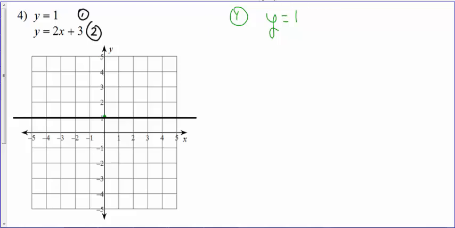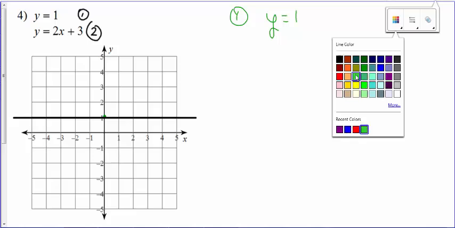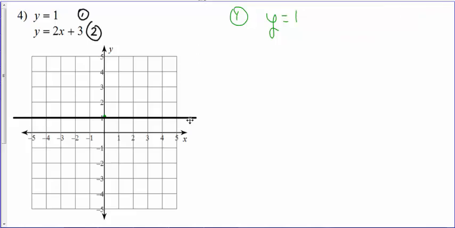Now let me go ahead and change colors for that. There we go. Let's change color now. All right, so we've got the color changed. It makes a horizontal line, as we have indicated here, at 1. Now let's look at the second one, and we'll use red. Let's write the equation, y equals 2x plus 3.